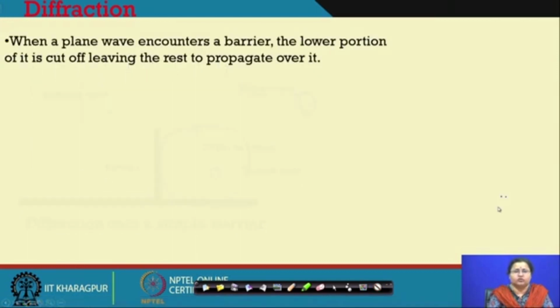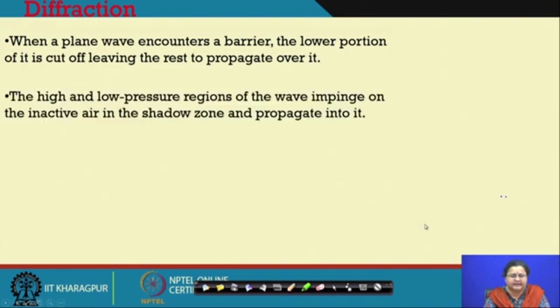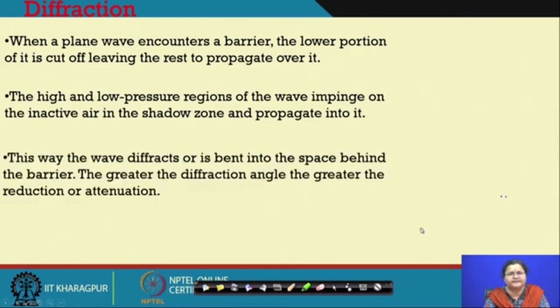So, when a plane wave encounters a barrier, the lower portion of it is cut off, leaving the rest of the propagation over it, and then the high and the low pressure regions of the wave impinge on the interactive air in the shadow zone and propagate into it, what you have seen just now. This way the wave diffracts or is bent into the space behind the barrier.